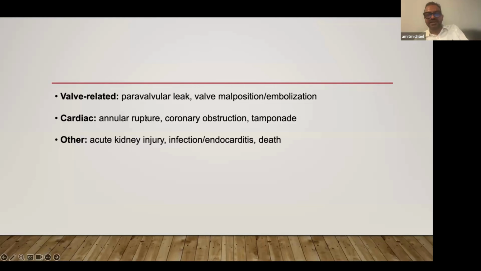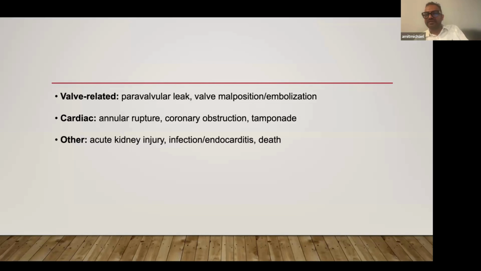So valve-related complications: paravalvular leak, as we said, and valve embolization, depending on what the mechanism for that is. For paravalvular leak, if there is some mild or moderate paravalvular leak at the end of the case, then we take another balloon and expand the valve a bit to get rid of the leak. And most of the time that is successful.